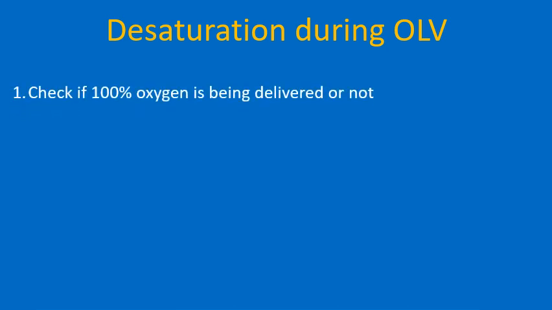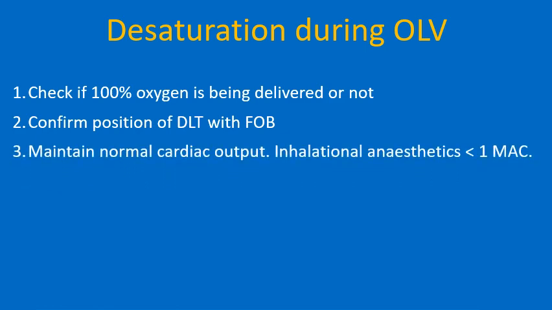If there is a gradual fall in saturation, then check if 100% oxygen is being delivered to the patient or not, and check the position of the double lumen tube with a fiberoptic bronchoscope, because with the lateral position there is sometimes dislodgement of the double lumen tube. We have to maintain normal cardiac output, and we have to decrease the inhalation agents to less than 1 MAC value, because they inhibit HPV, increase the shunt fraction, and cause desaturation.